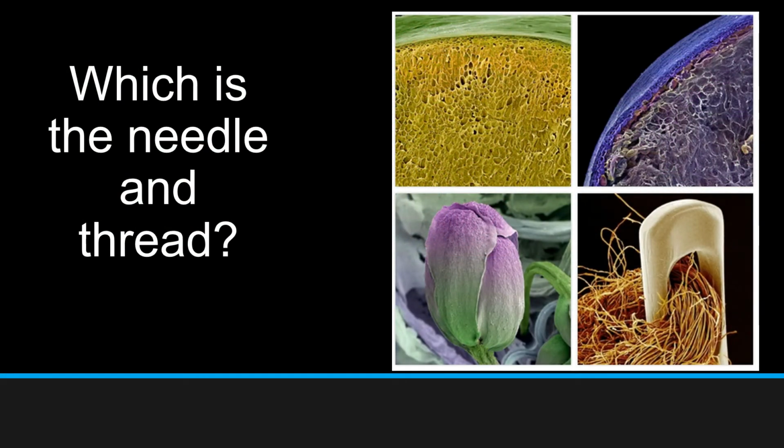Okay, out of these 4, so you get a choice of 4 now. Which is the needle and thread? So let's go 1, 2, 3, 4. So number 1 would be the yellow one in the top left corner. Number 2 would be the blue one. Number 3, the purple one. And number 4, the one in the bottom right hand corner. So pick 1, 2, 3, or 4. Which is the needle and thread?